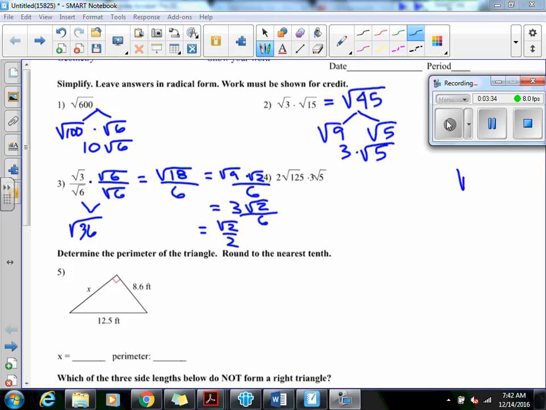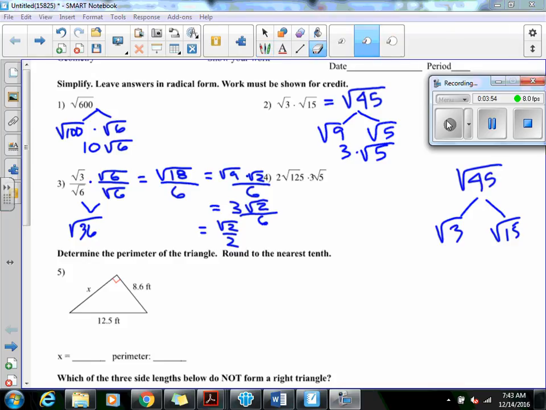Like some people may have done it like this. They may have said, okay, well 45 is divisible by 3, but if you use 3 and 15, it doesn't help you. Because if you break this down as 3 and 15, neither of those are square numbers, so I can't do anything with that. That doesn't get me anywhere. So you have to use a number that's a square number. It has to be from our list, okay?